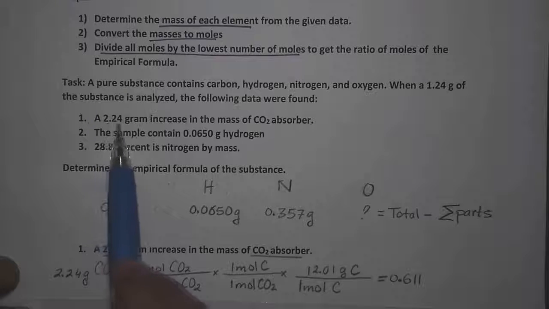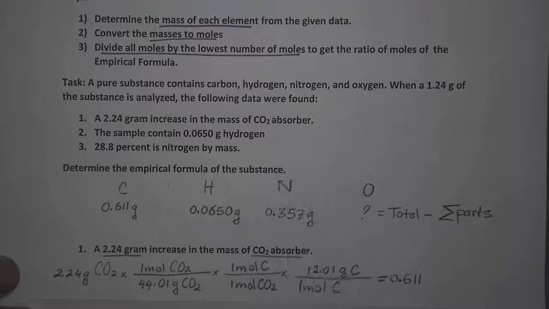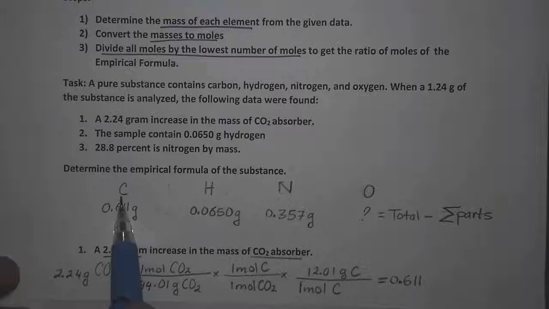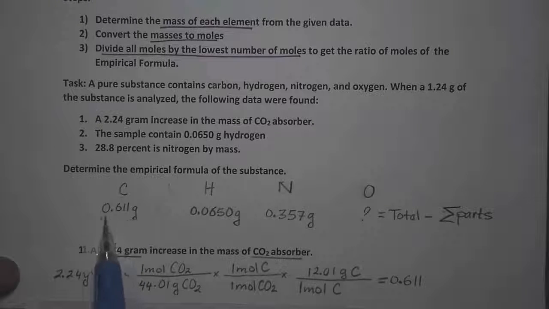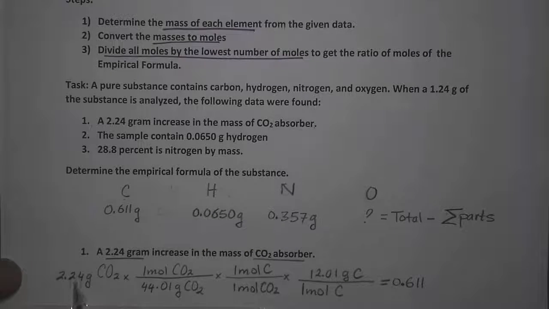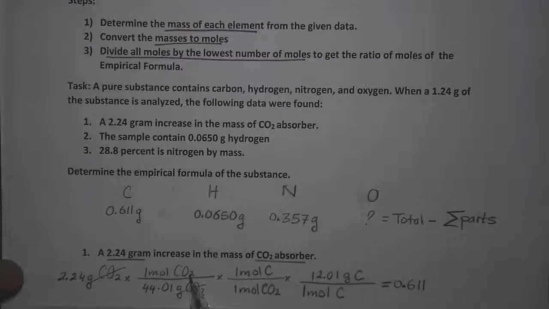We have a 2.24 gram increase in the mass of the carbon dioxide absorber. That tells you how much carbon dioxide is being produced. So of course we can solve for the mass of carbon, which I wrote right here. This is our answer, so this is supposed to be hidden from you. So what we have here is 2.24 grams of carbon dioxide times, based on the stoichiometry flowchart, the molar mass conversion factor of carbon dioxide, with the grams on the bottom. So it's going to cancel out and give us moles of carbon dioxide.